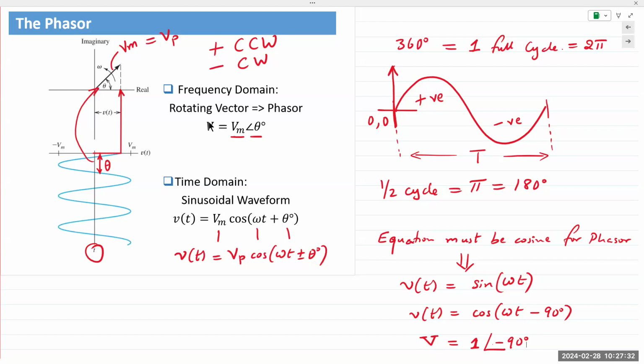Minus 90, one more point about that. Minus 90 can also be written as plus 270. Both would be exactly the same. So either you go clockwise and you get minus 90, or you go counterclockwise and you get plus 270. So one full circle is 360 degrees.